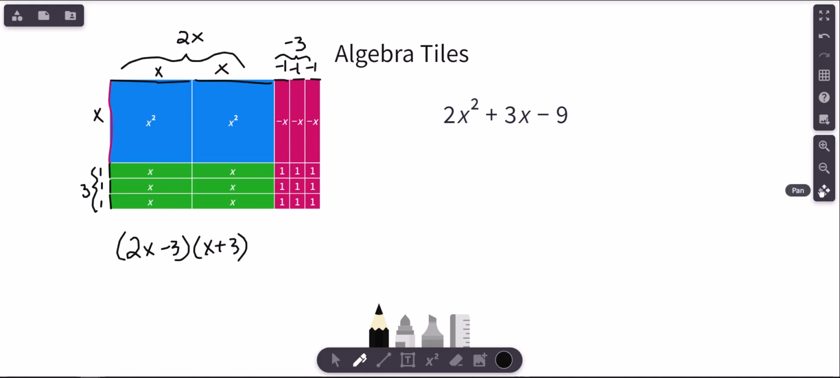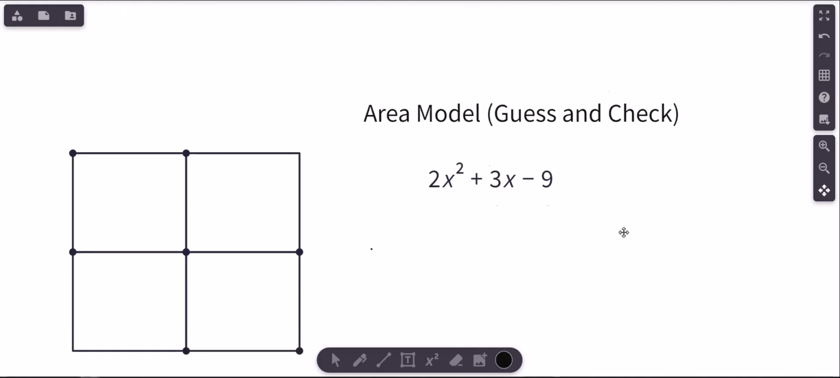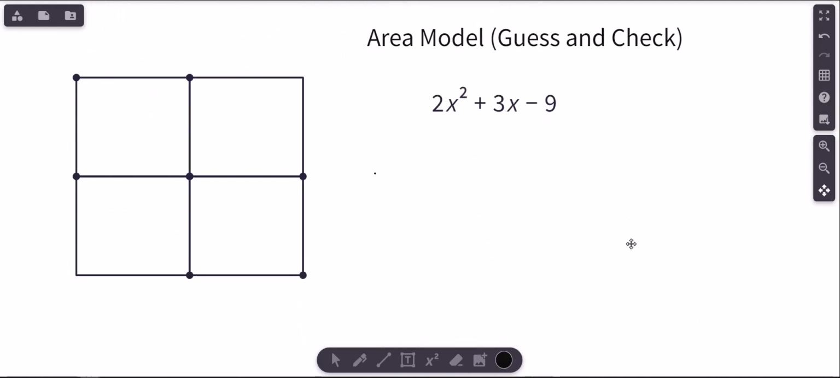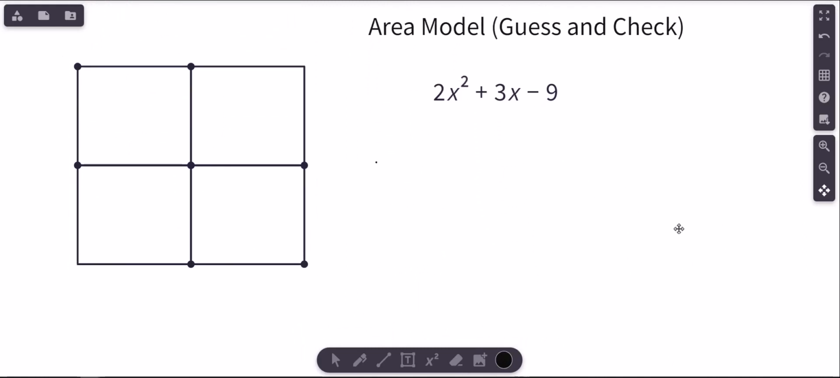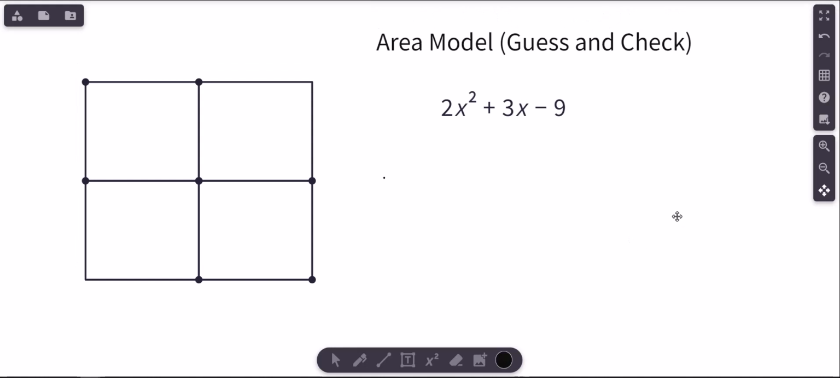The next method that we could use to help us with factoring this, since algebra tiles were a little messy there, would be to use our area model, and we could do guess and check. Guess and check for this one might be a little challenging, but we will make it work. So just like before, we will take our first and last terms and we will place them in the top left and bottom right hand corner.